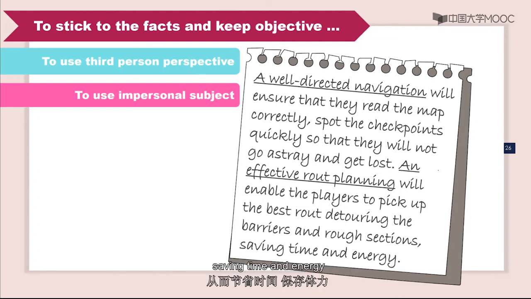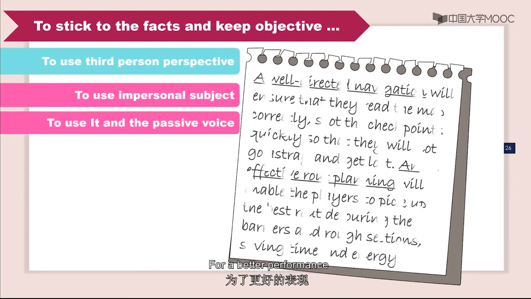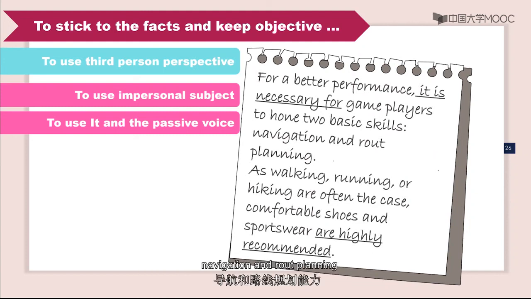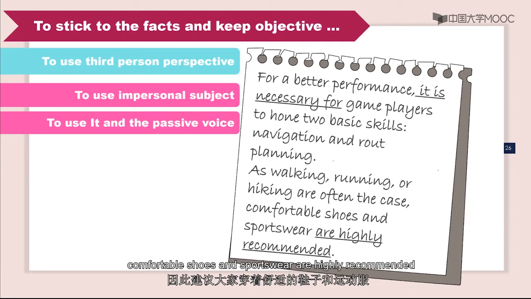saving time and energy. For the same effect, the formal subject, it, and the passive voice are often the better choices. For a better performance, it is necessary for game players to hone two basic skills: navigation and route planning. As walking, running, or hiking are often the case, comfortable shoes and sportswear are highly recommended.